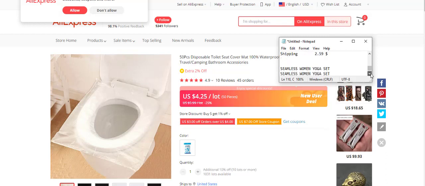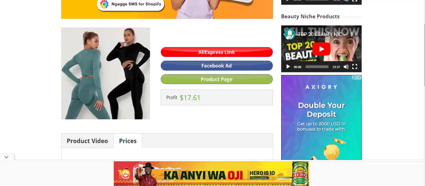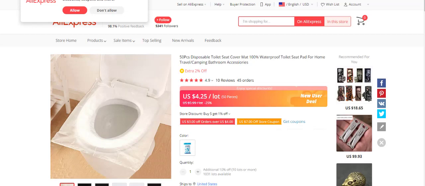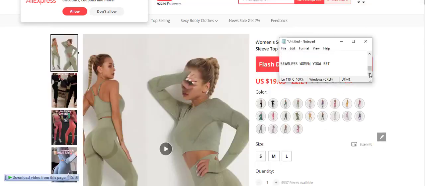The last product is the seamless women's yoga set. Profit margin of $17.61. I know a lot of dropshippers have sold this product countless times. The selling price is $39.99, supplier price of $22.38, shipping fee of $0.